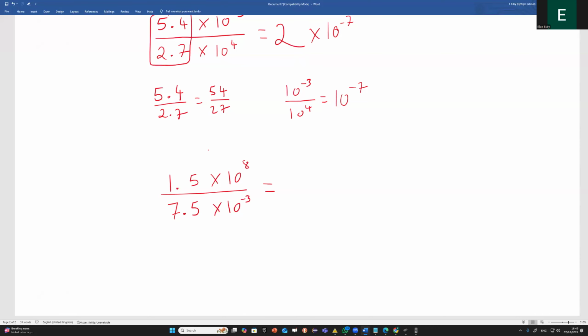Good. So think about what that would be as a decimal. That's great, 0.2. Yeah, so 1.5 over 7.5 is 0.2. Well done. Times 10 to the power of 11. Excellent, because 8 take away minus 3 is 8 plus 3, which is 11. And then how would you get that into standard form?